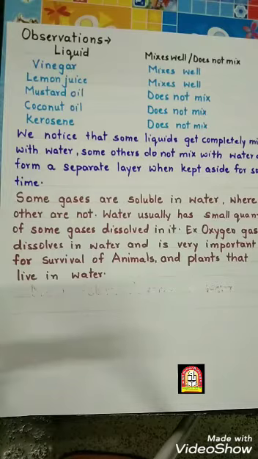We'll go further. We notice that some liquids get completely mixed with water, some others do not mix with water and form a separate layer when kept aside for some time. Some gases are soluble in water, whereas others are not. Water usually has small quantities of some gases dissolved in it. For example, oxygen gas dissolved in water is very important for the survival of animals and plants that live in water.